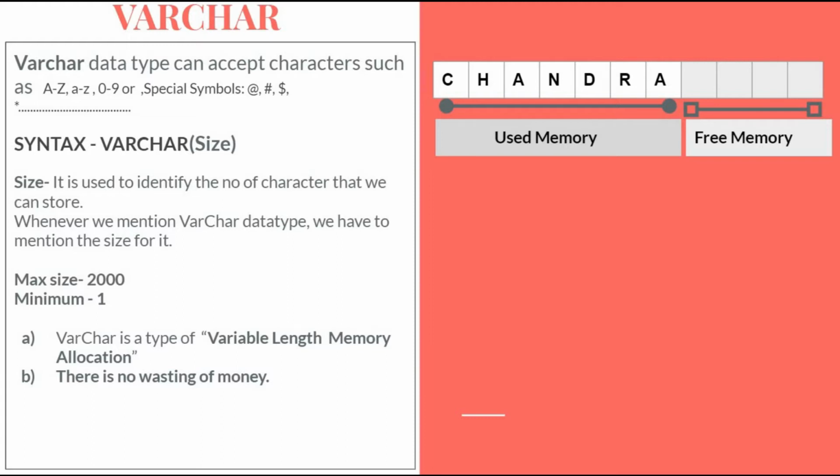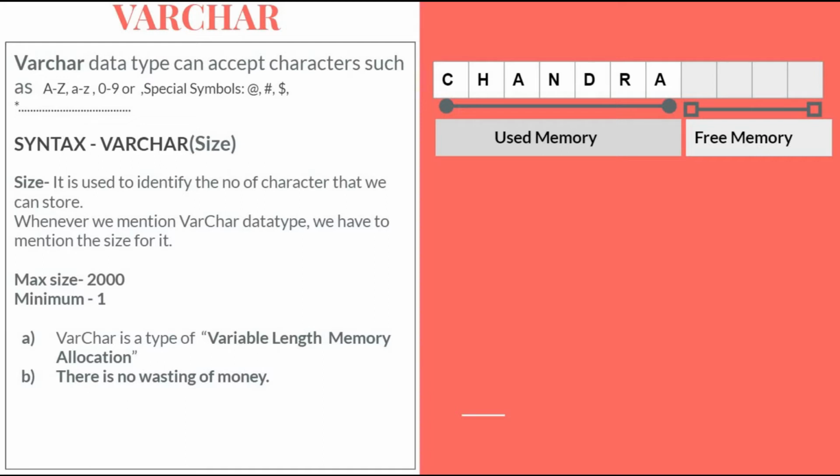Basically, the syntax is the same: varchar, and in brackets you give the size. Again, size is used to determine the number of characters that we can store. Whenever we mention the varchar data type, we have to mention a size for it. It is mandatory to mention the size. Here also the maximum size that we can store is 2000, and the minimum is 1.